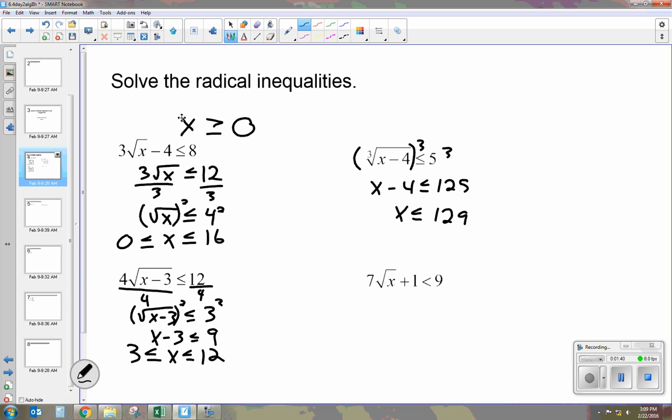Over here, we know that x has to be greater than or equal to 0, and then we can solve this. So 7 times the square root of x is less than 8. Divide by 7. The square root of x is less than 8/7. We can square both sides. X is less than or equal to 64 over 49. And x is greater than or equal to 0.